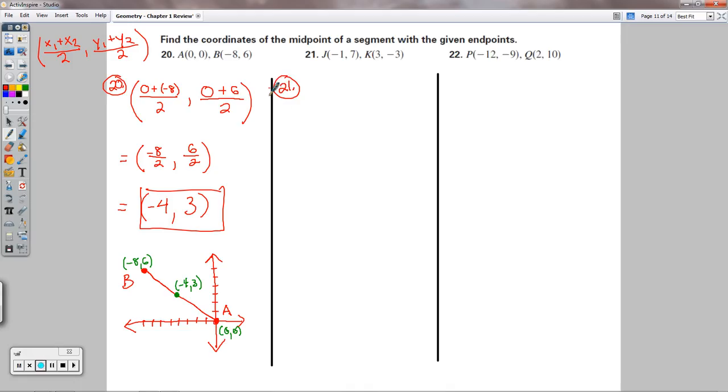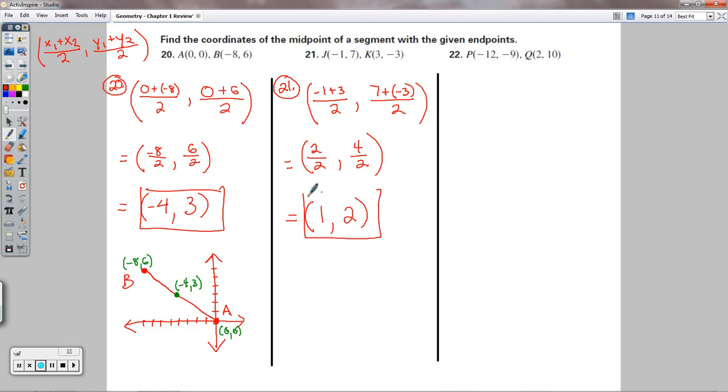21 though, same thing. Take your x values, put them together, -1 plus 3, and divide by 2. Find the average, find halfway in between the x values like that, and then do the same thing with the y values. 7 plus -3, divide that by 2. You've got 2 over 2 for the first one. You've got 4 over 2 for the second one. That is the same thing as 1, comma, 2. So this one, that's the midpoint for segment JK.